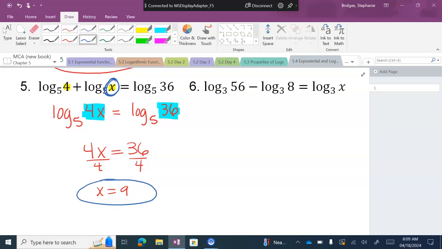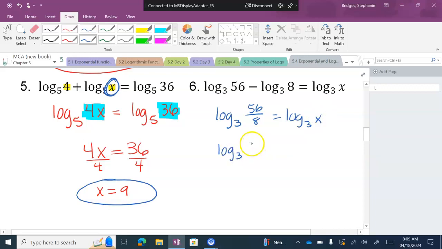How do I bring the two logs together that are on the left if they're being subtracted? Division. Okay, so we're going to go the log base 3 of 56 divided by 8. Now, can I do 56 divided by 8? Yeah, what does that give me?